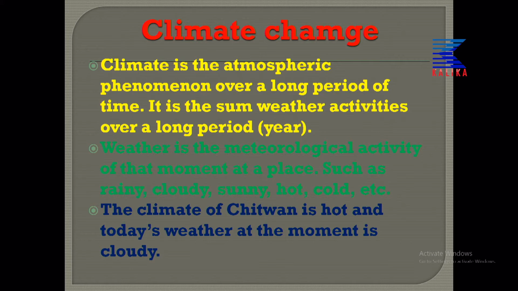And what actually happens all over the year? Most of the months of Chitwan are hot. That's why the climate of Chitwan is hot. That's the reason. So what is weather? Weather is the meteorological activity of that moment at a place, such as rainy weather, cloudy weather, sunny weather, hot weather, cold weather. Okay, so let me talk about something related to weather and climate.